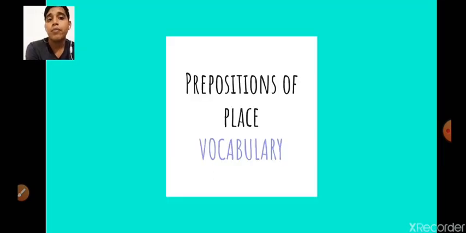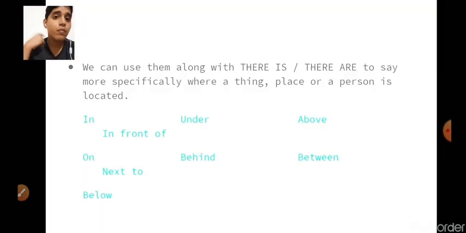Now let's go for the prepositions of place. This is the vocabulary for this first part of unit 4. We can use them along with there is and there are to say more specifically where a thing, place, or person is located. We have here some examples.